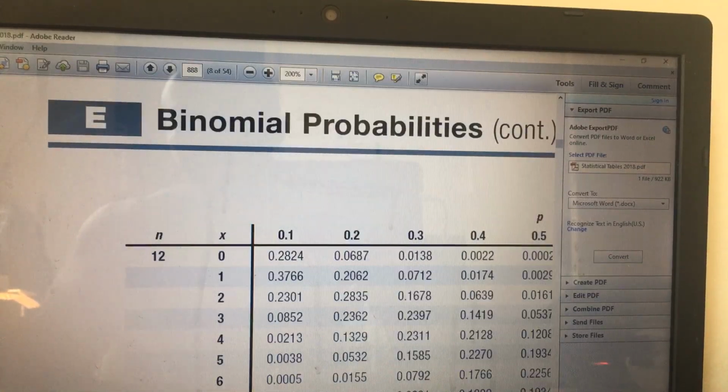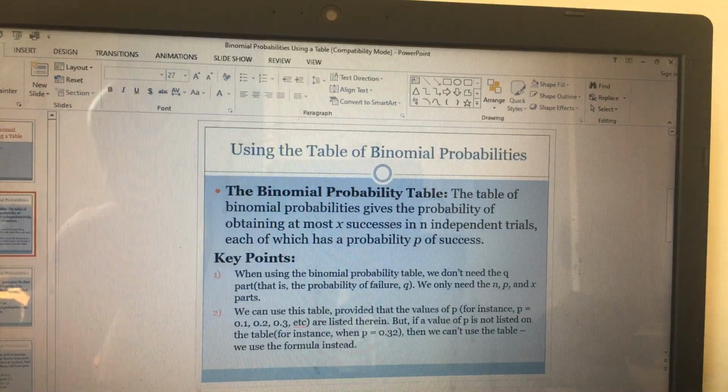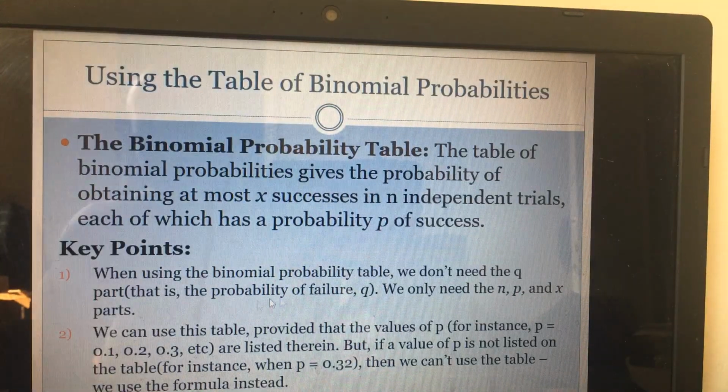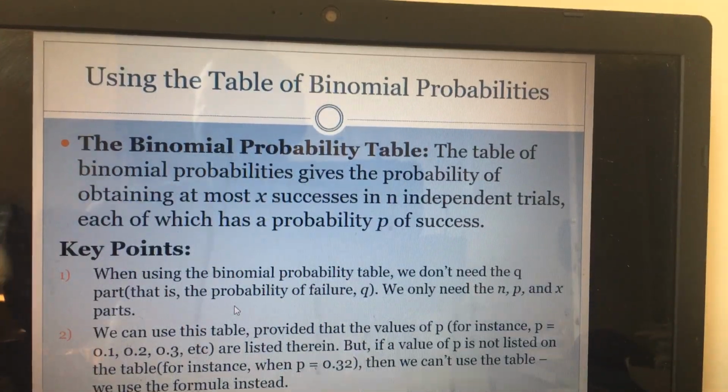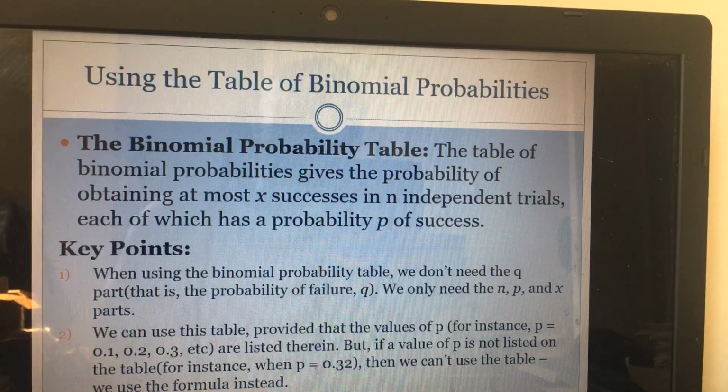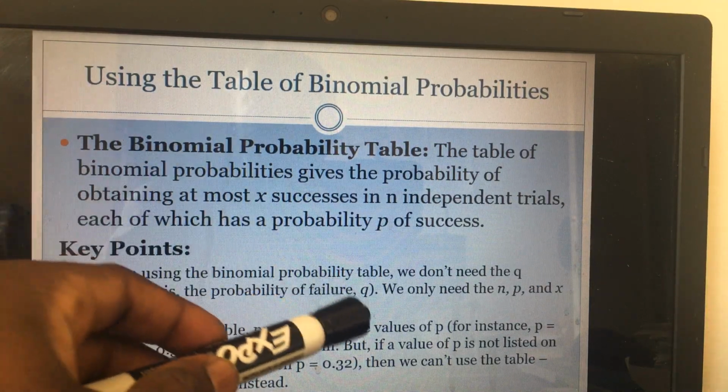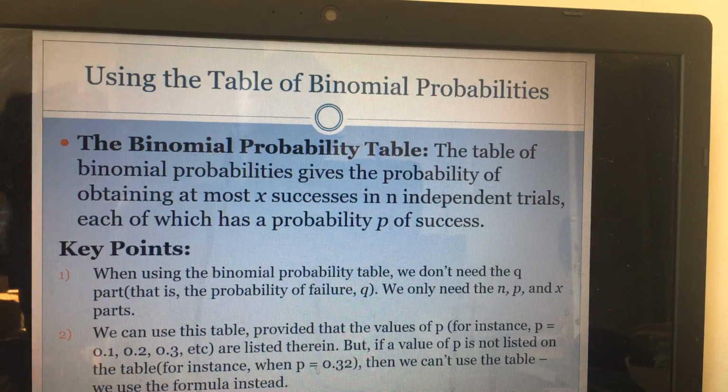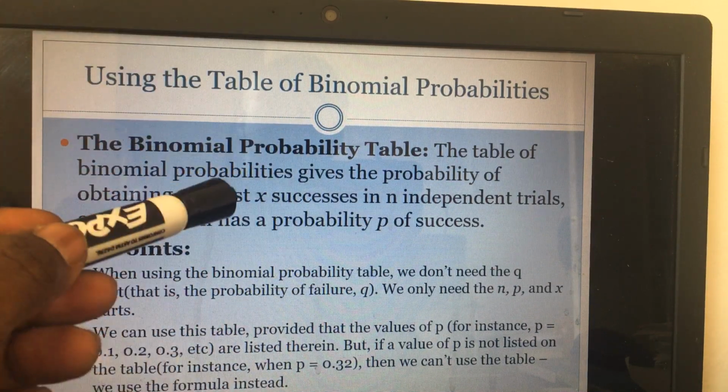Now, some key points about this table: when using it, you don't need the q. Remember the q, which is part of the binomial probability formula. q is the probability of failure, which we normally find by doing 1 minus p. But if you're using this table, you don't need the q part again. You only need the n, p, and x.